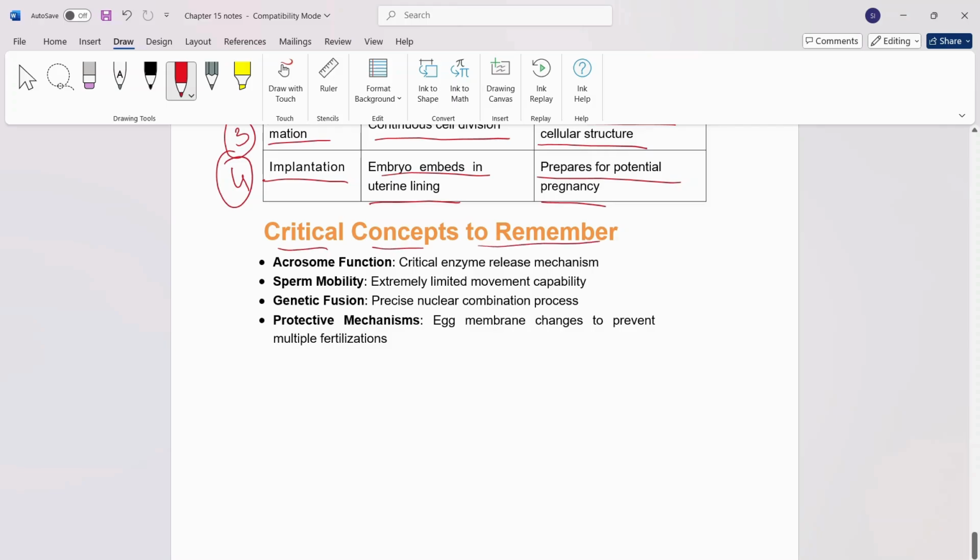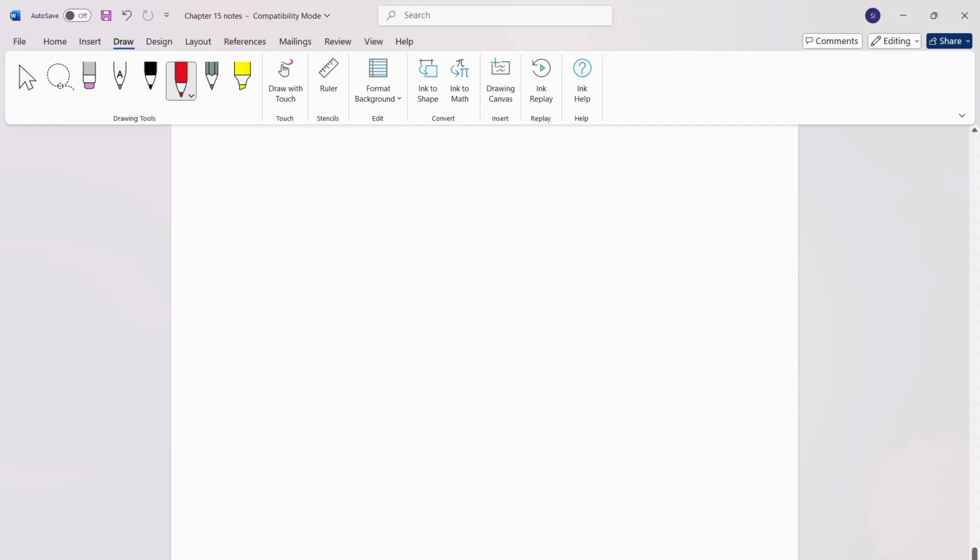Critical concepts to remember: acrosome function, the critical enzyme release mechanism; sperm mobility, extremely limited movement capability; genetic fusion, precise nuclear combination process; protective mechanism, egg membrane changes to prevent multiple fertilization. With this we have finished this chapter. We will see you in our next chapter.